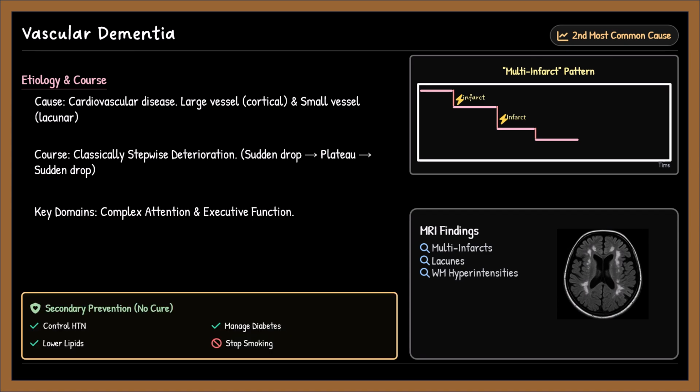How do we treat? There's no cure, but there is secondary prevention. So we can control the patient's hypertension, we can lower the lipids, manage the diabetes, tell the patient to stop smoking. All of these things will just decrease the damage that's already being done.